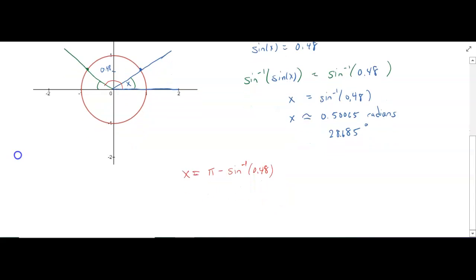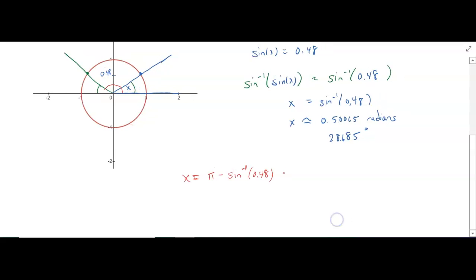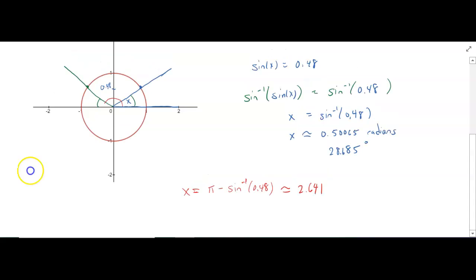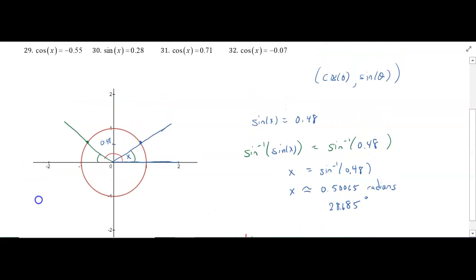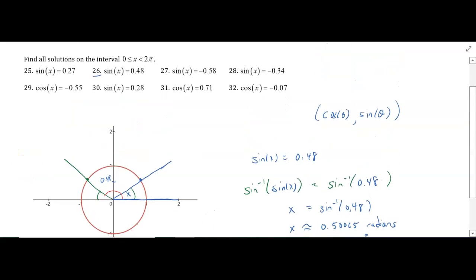Now, for accuracy's sake, we're better off plugging that into the calculator as written, and just let the calculator take care of that. So computing that, with the calculator, what are we finding? We're getting that this is approximately equal to 2.641. Again, that's radians. So that's enough for this problem. We found the two solutions. All right, one of them being 0.50065 radians, the other one being 2.641 radians, and that's the two solutions of this equation in the interval from 0 to 2 pi.